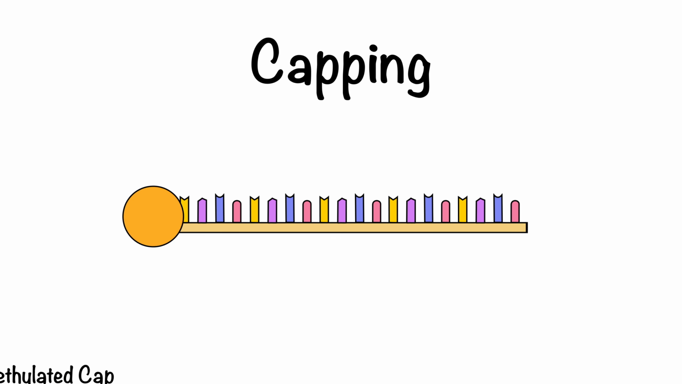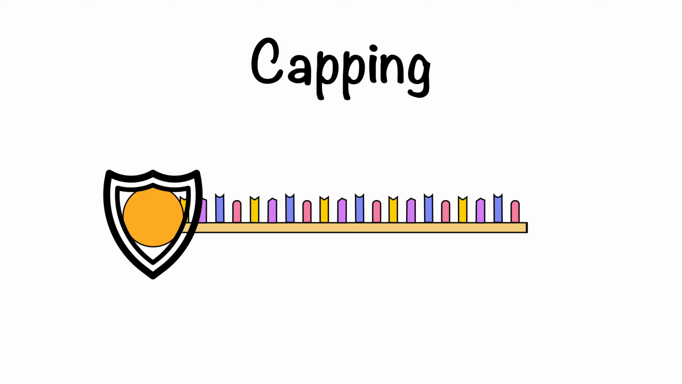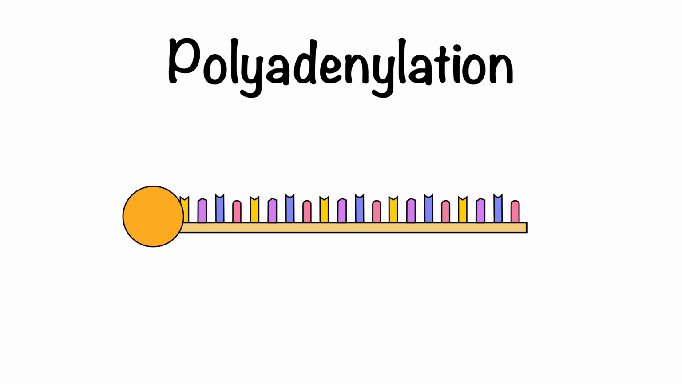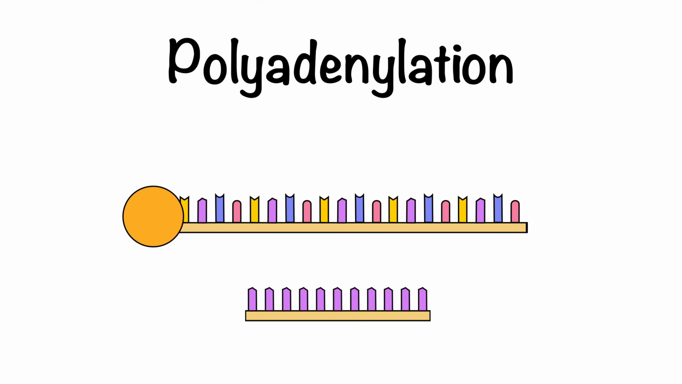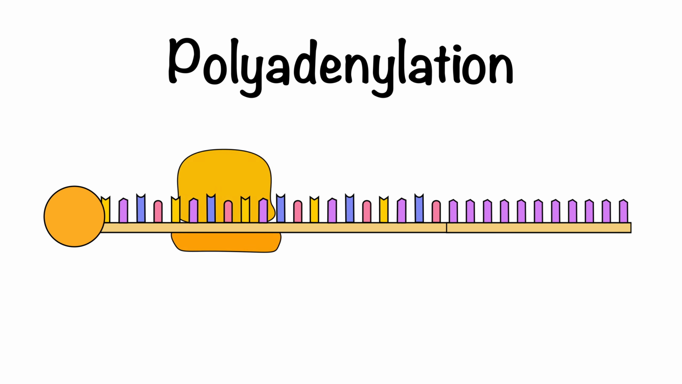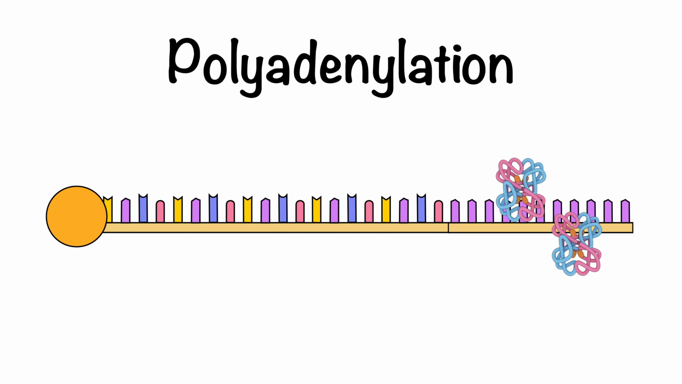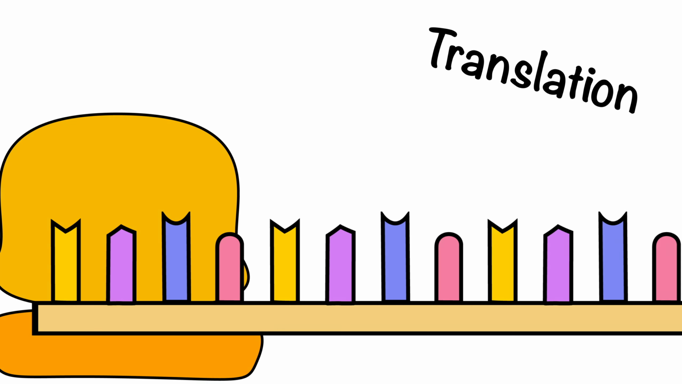Capping adds a methylated cap on the head of the mRNA. This cap protects the mRNA from breaking down and helps the ribosome to know where to bind to the mRNA. Polyadenylation adds a tail to the mRNA. The tail consists of a string of adenine bases. It signals the end of mRNA. It is also involved in exporting the mRNA from the nucleus, and it protects mRNA from enzymes that might break it down.